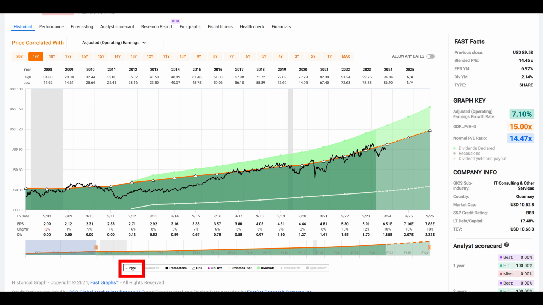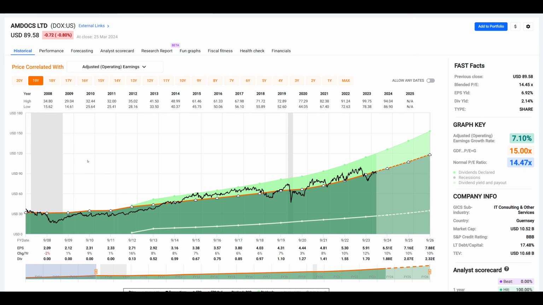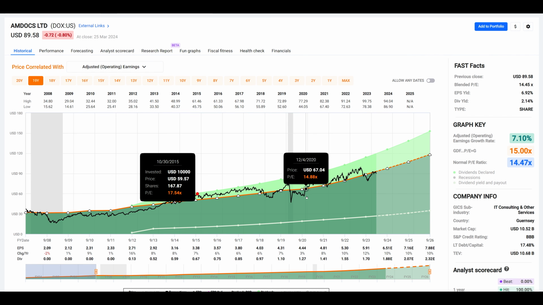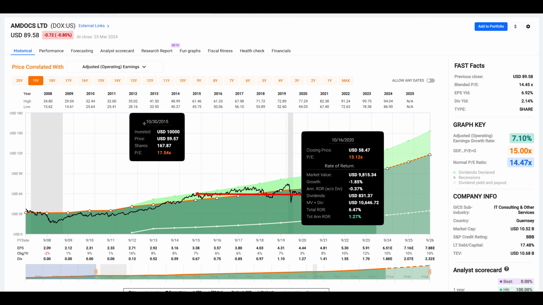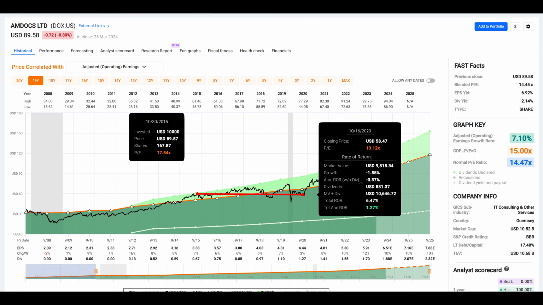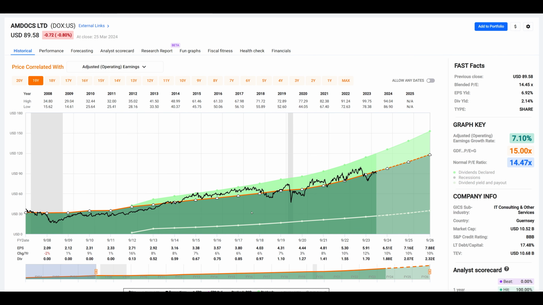But again, when I put weekly closing stock prices on the graph, you can clearly see how stock price tracks earnings and how important valuation is. During periods of high valuation, that can be very inopportune times to invest in the stock. If you bought Amdocs in October of 2015, when the PE ratio was above 15, 17.5, and held it to the low point where the PE was 13, you'd have only made 1.25% on your money. That's dead money for a long period of time.